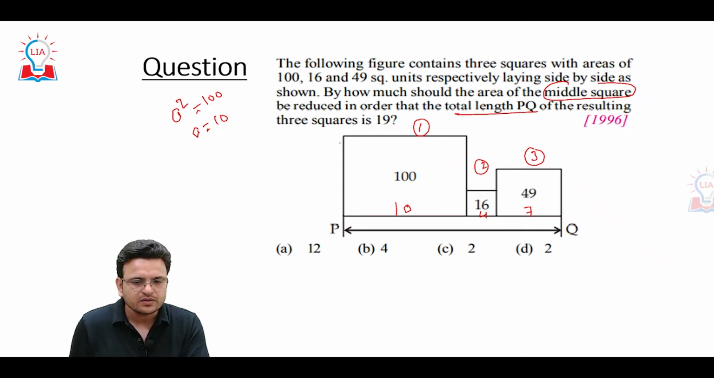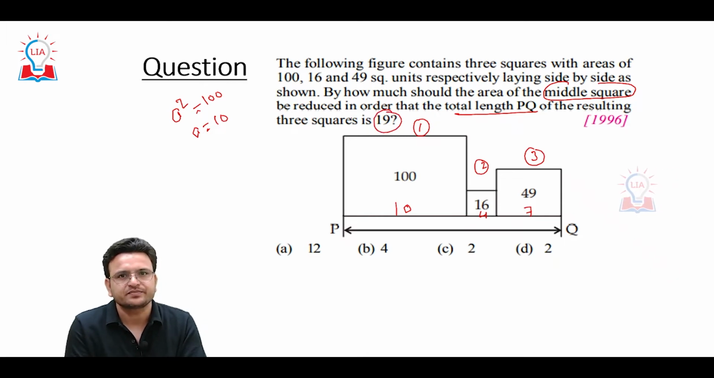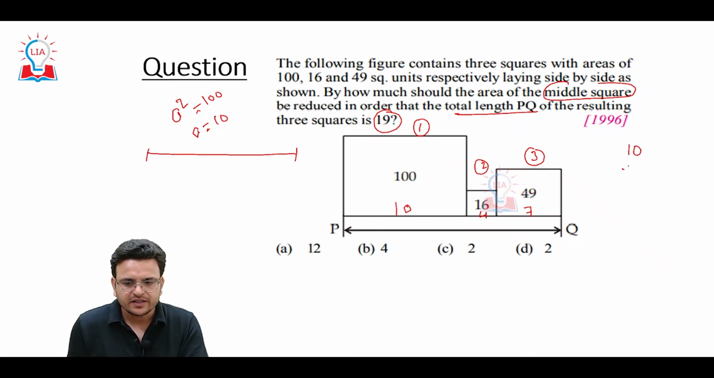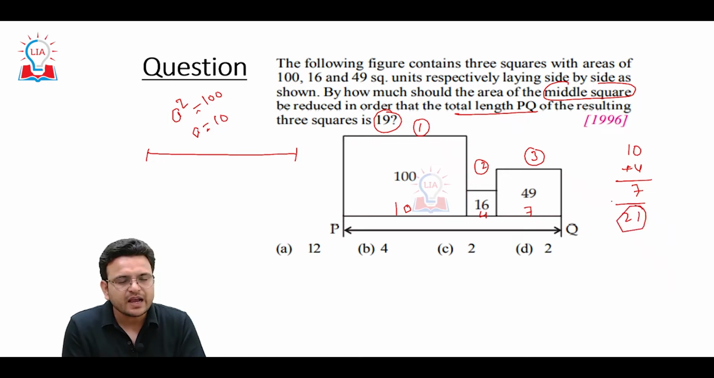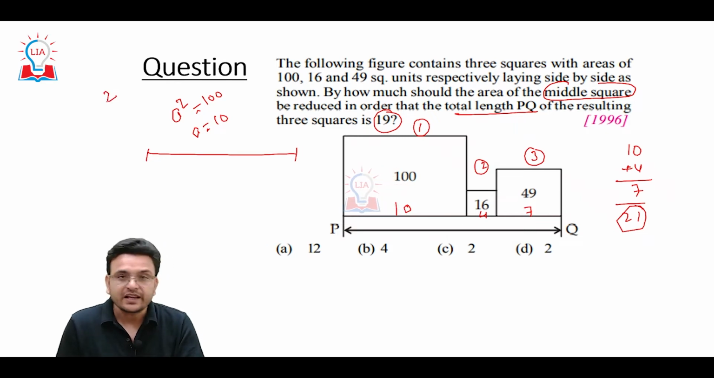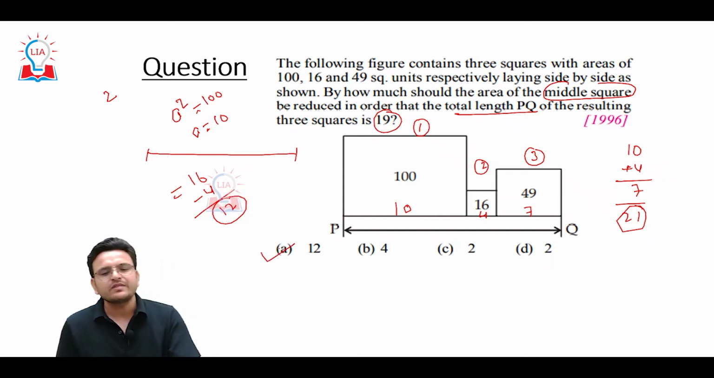Again, by how much should the area of the middle square be reduced in order that the total length of P and Q of the resulting 3 squares is 90? So here, the total length as of now is 10 plus 4 plus 7, which becomes 21. So how much length do we have to reduce? We have to reduce this length by 2. And the area, as of now the area is 16 and the new area will be 4. So how much area do we have to reduce? 12.